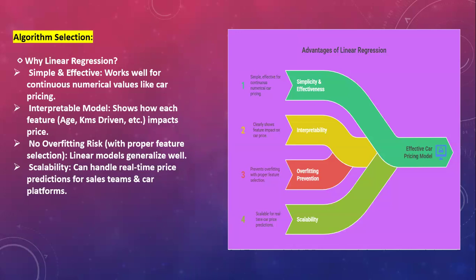And there is no overfitting risk with proper feature selection, because we need to take care of proper feature selection while designing and developing the ML model. So linear models will generalize well for the numerical values in this use case. And then scalability, because we need to handle real-time price predictions for the sales team and car platforms. For that, linear regression can help us scale the real-time price predictions also. So these are some advantages of using linear regression.